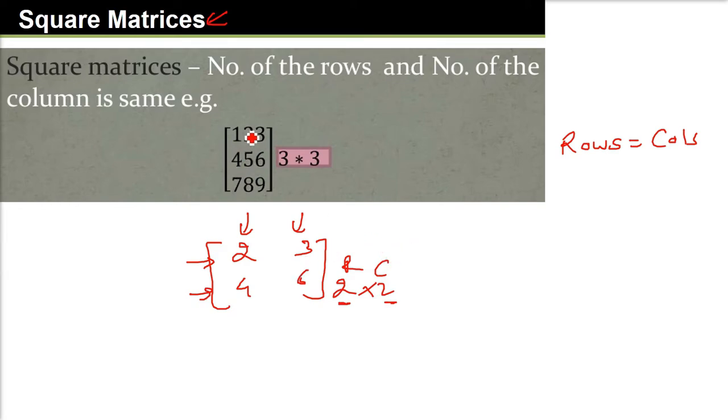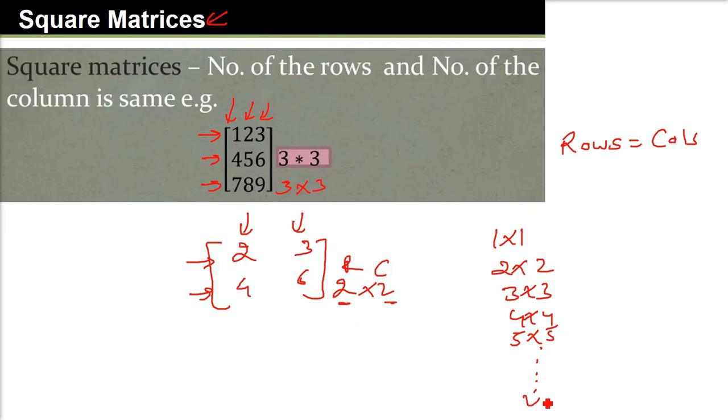Here is also an example. We have 3 rows and 3 columns, so we call it a 3 by 3 square matrix. 1 by 1, 2 by 2, 3 by 3, 4 by 4, 10 by 10, 100 by 100. All these matrices are square matrices because the row and column numbers are the same.